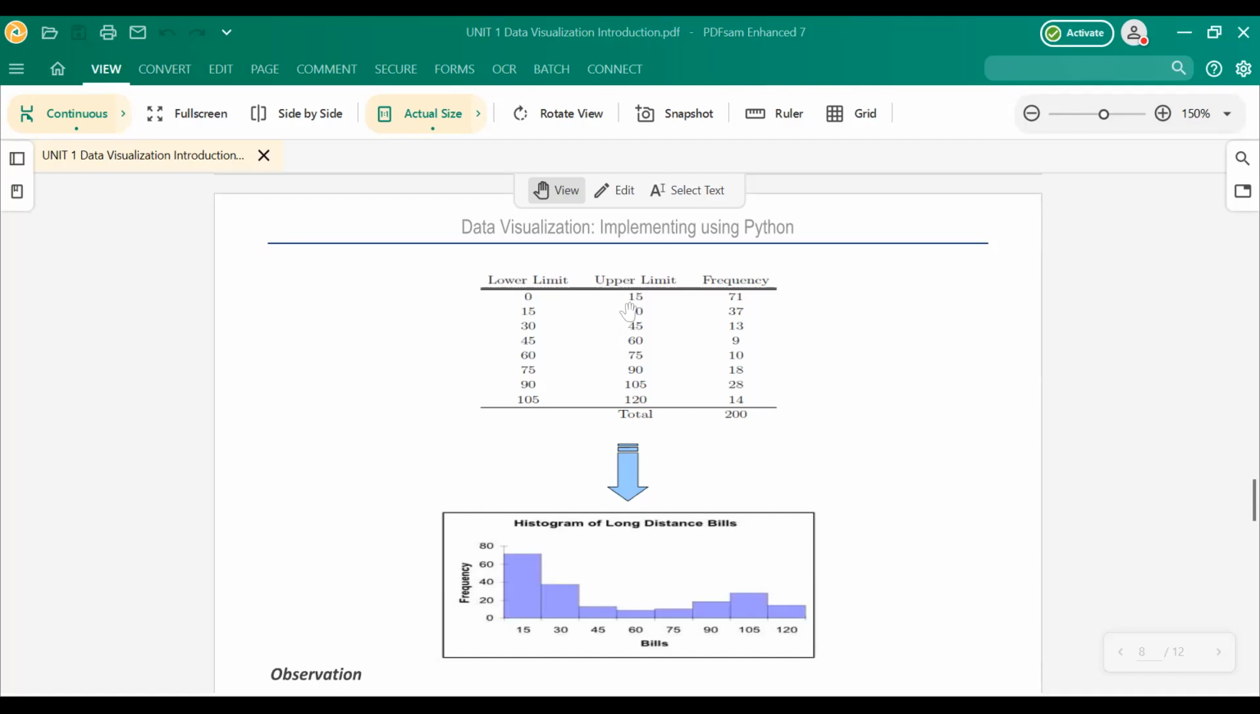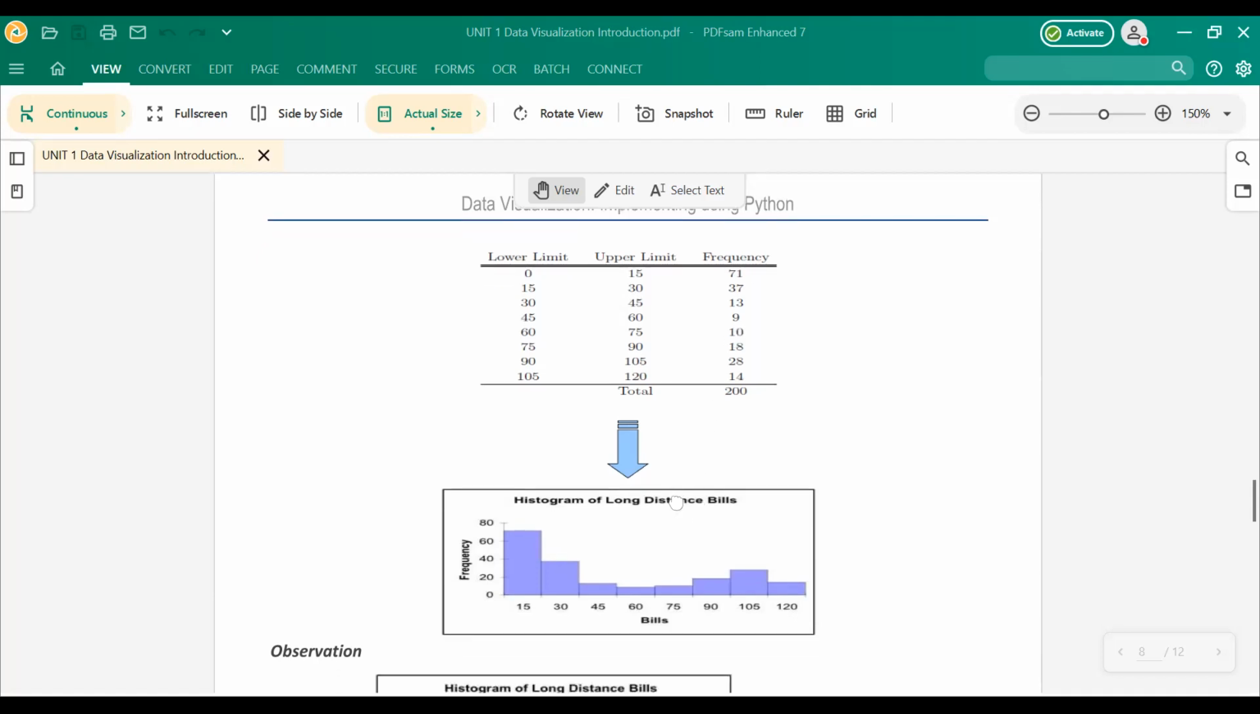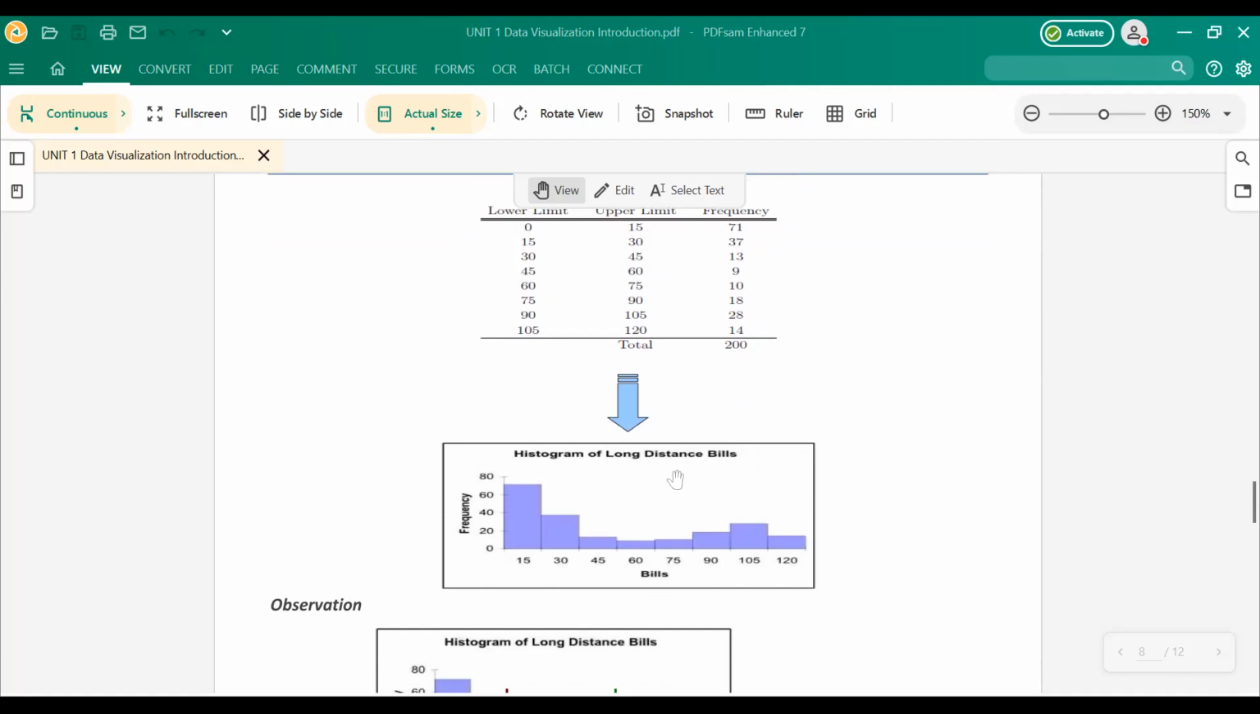And frequency is the number of values that appear within that duration. So for 0 to 15, there are 71 customers who have billed between 0 and 15. 71 out of 100, so almost one third is in the first range itself. Then you have 15 to 30. Once you create this frequency table, then you draw a histogram. A histogram is like a bar graph.